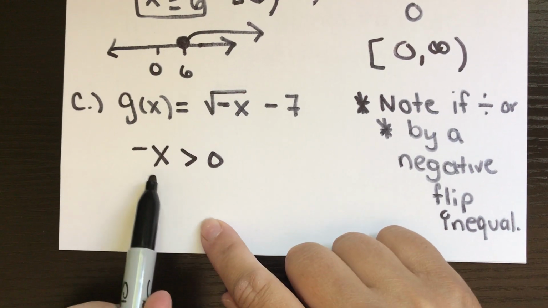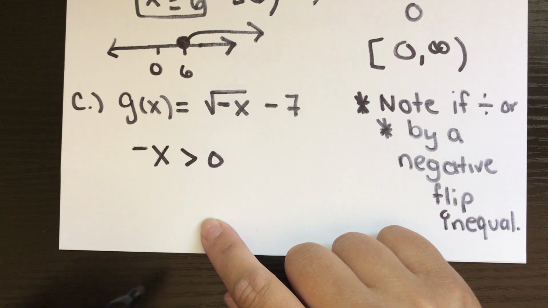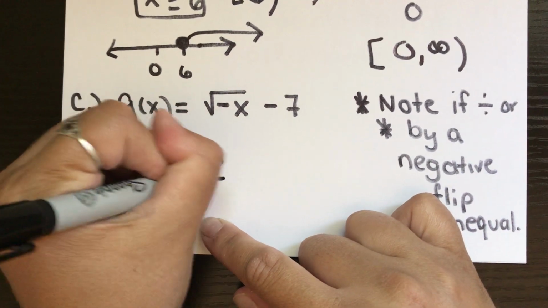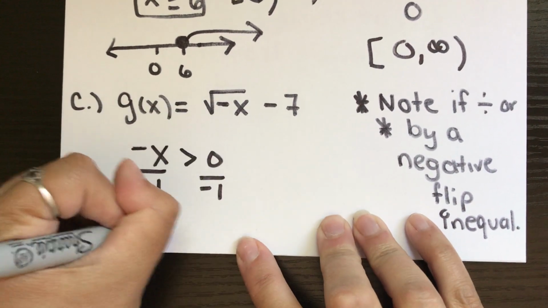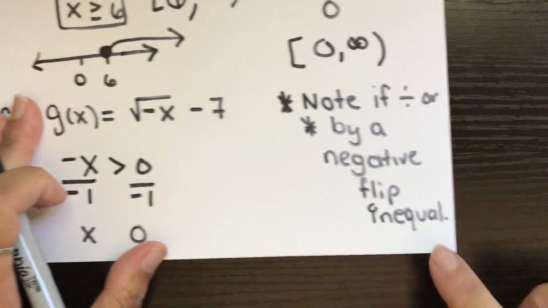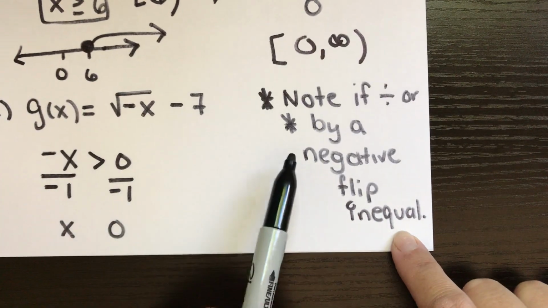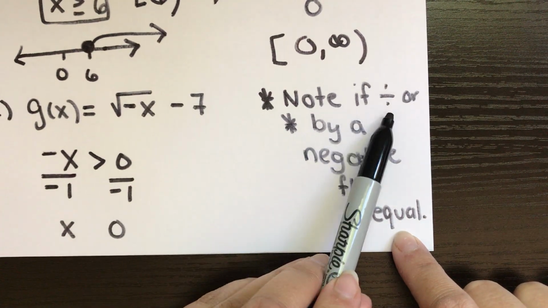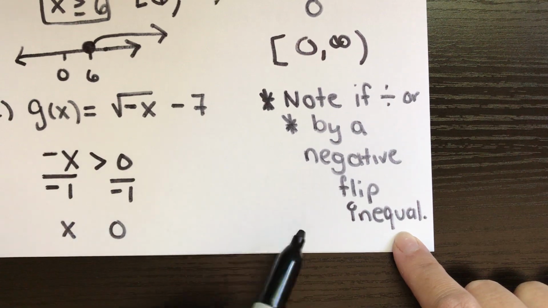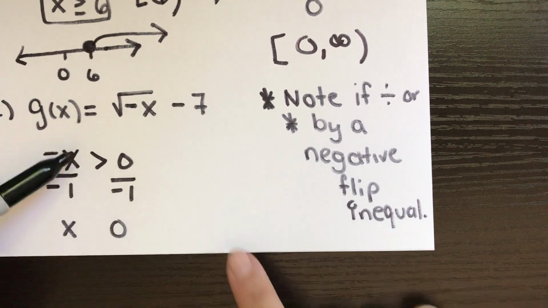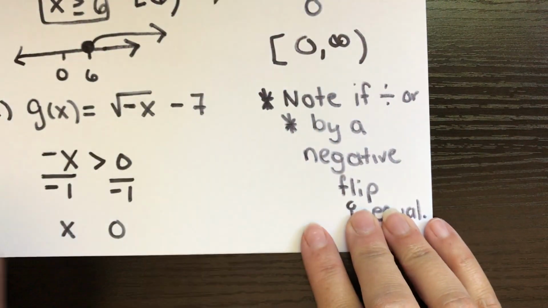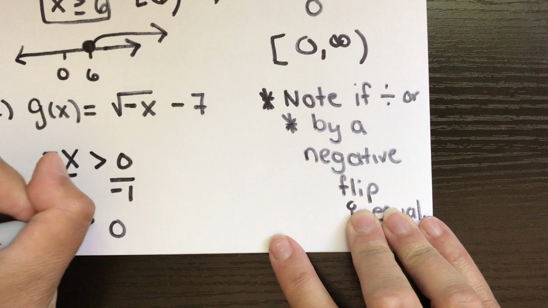The problem is we don't want negative x. We want regular x. So how would I get rid of that negative sign? Well, I would divide both sides by -1. Dividing 0 by -1 still leaves me with 0, but there's a rule you have to remember of inequalities, and I wrote it over here for you. If at any time you divide or multiply by a negative in an inequality problem, you have to flip the inequality.